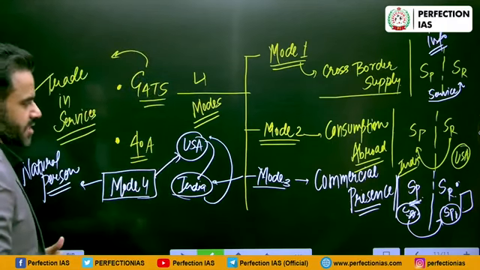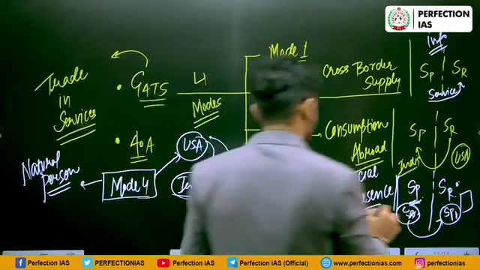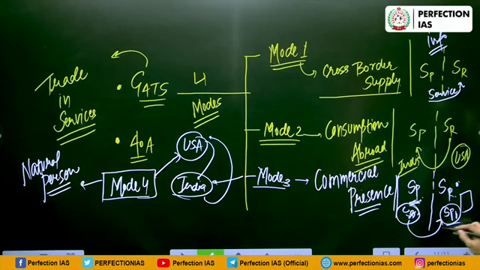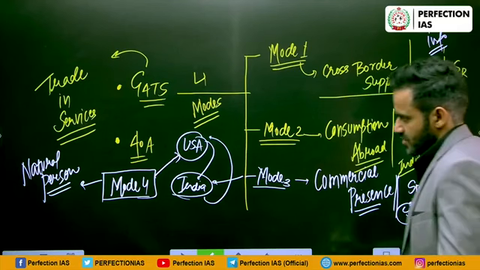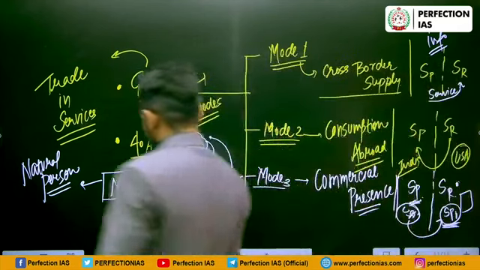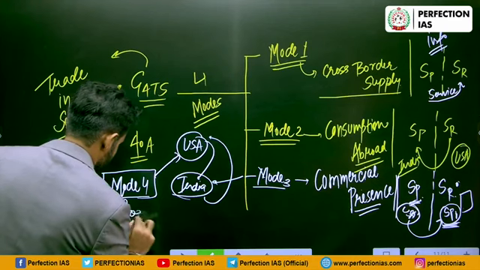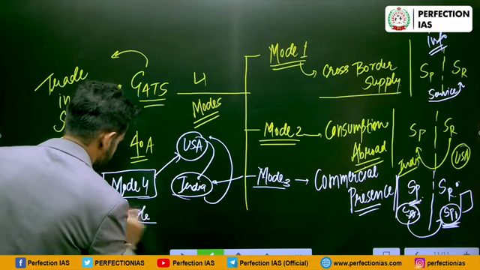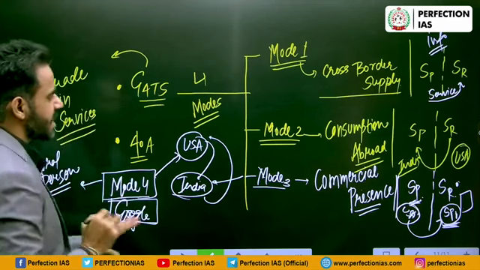their original country. In mode 3, there was a commercial presence. That means they will have a permanent office in the country of the service receiver. That means if we were to talk about the example of Google, their office is permanently in India. So these are mode 4.